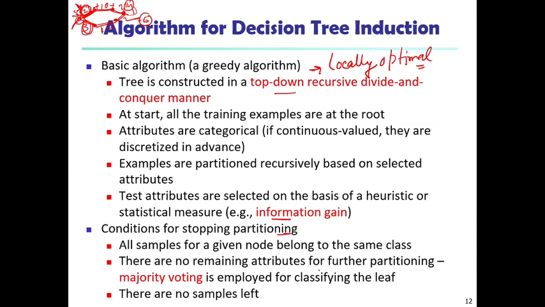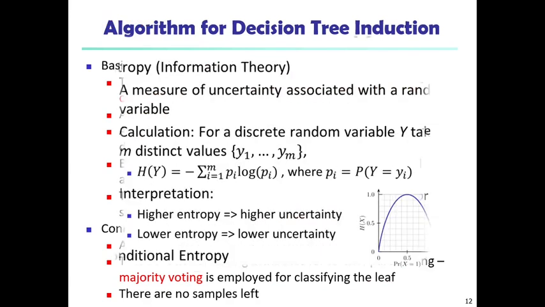There are no remaining attributes for further partitioning, and majority voting is employed for classifying the leaf. There are no samples left. Let us see the algorithm first.